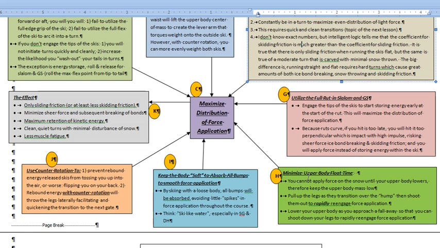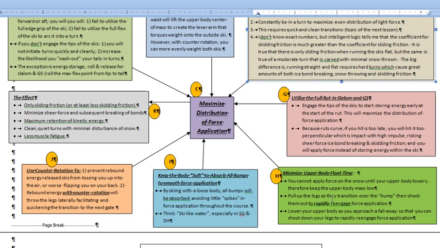Minimize upper body flow time. This is another way of maximizing distribution of force. If you have too much flow time, you've got to wait until your body comes down to apply force, and then you've got to throw in a lot of force in a short amount of time. So you're concentrating force application. Don't let your upper body float high in the air. Keep it always low, and then shoot out your legs as fast as possible after your legs have crossed over the hump. You cannot apply force on the snow until your upper body lowers. Therefore, keep the upper body mass low all the time.